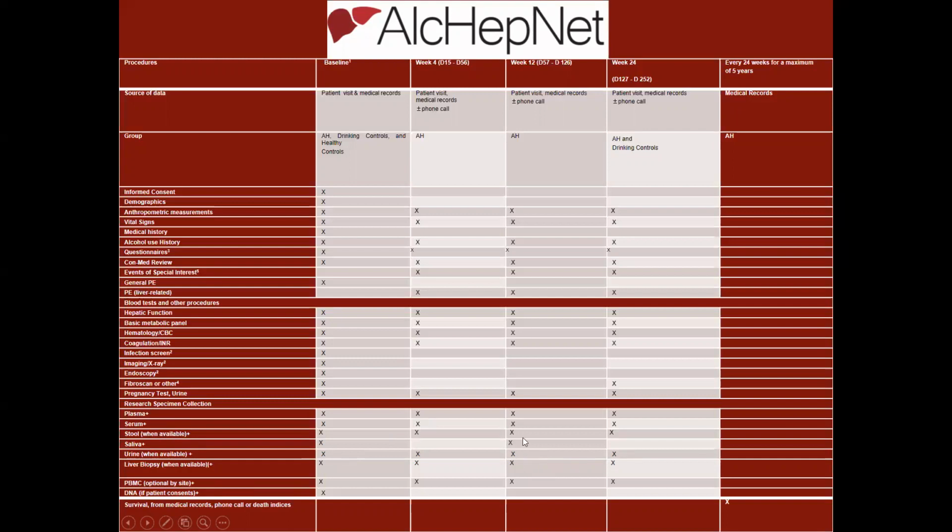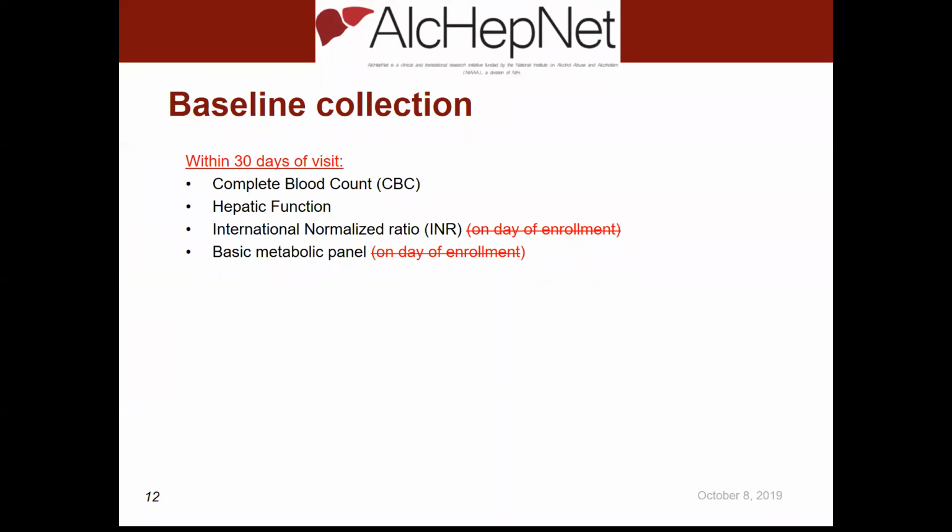For alcoholic hepatitis patients, those are the only ones that will be collected on day 90. For heavy drinkers without alcoholic hepatitis and healthy controls, we will only be able to get the baseline because, of course, they don't come in at day 90 or week 12. And this is nice, this will open up some patients for us. All samples can be collected within 30 days of the initial visit, so plus or minus 30 days, and they will count. It no longer has to be on the day of enrollment for INR and BMP. They're all within 30 days.